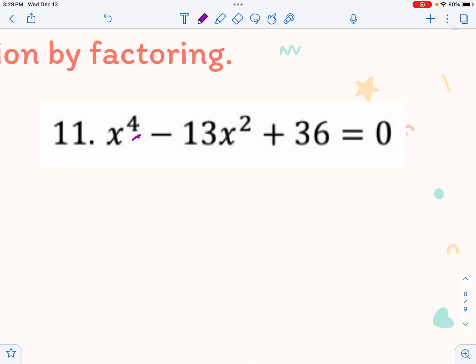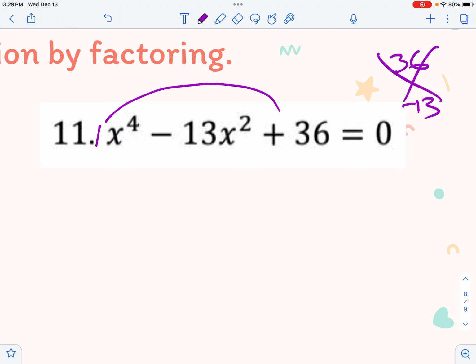Okay, first of all, x to the fourth, x squared, and a constant. So I can use quadratic techniques for this, hopefully. 1 times 36, factors of 36 that add up to negative 13. Well, both factors have to be negative here. So 1 and 36, not going to work. 2 and 18, nope. 3 and 12. 4 and 9. Okay, negative 4 and negative 9 add up to negative 13. So that's what I'm going to work with.